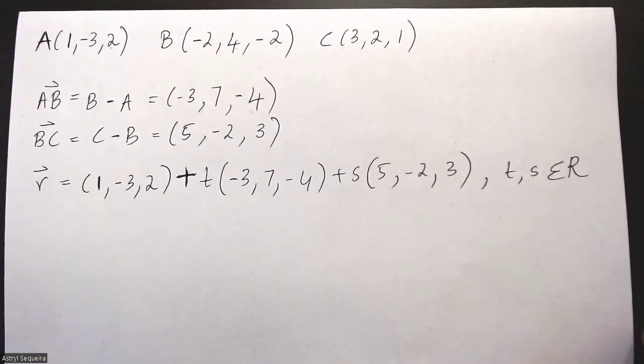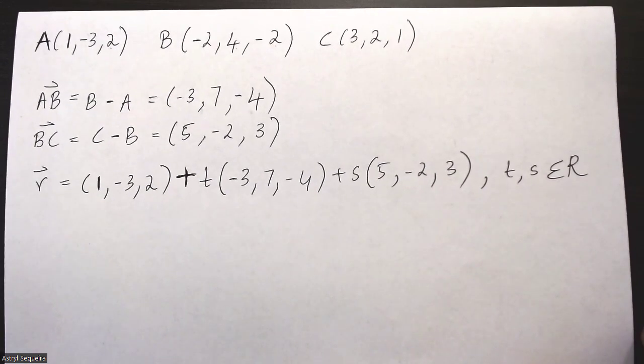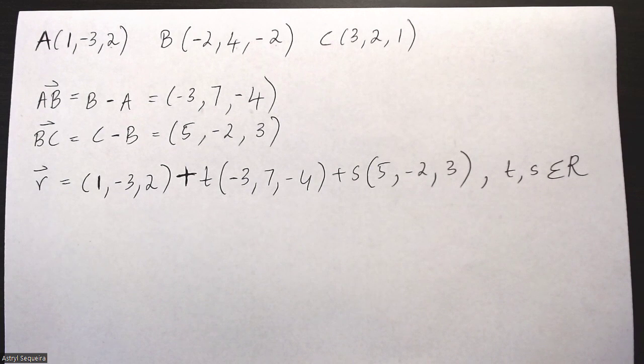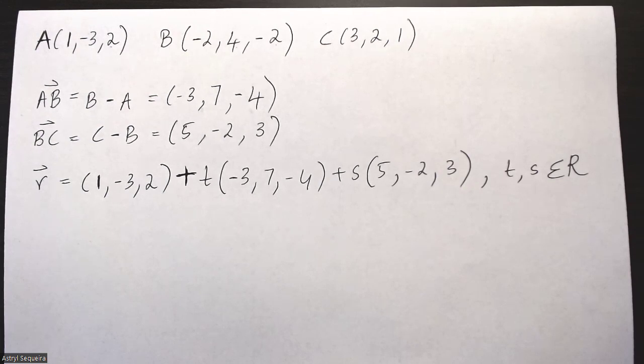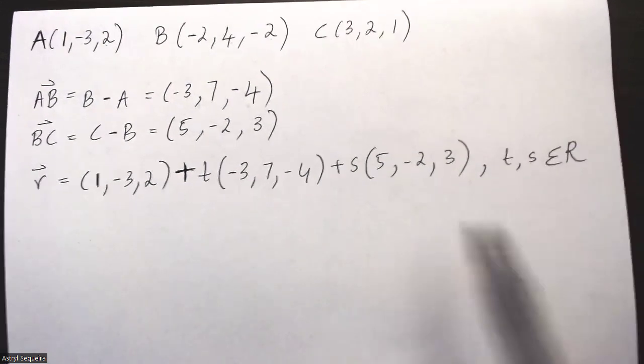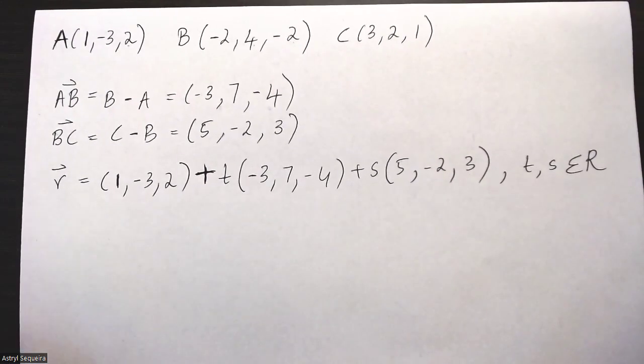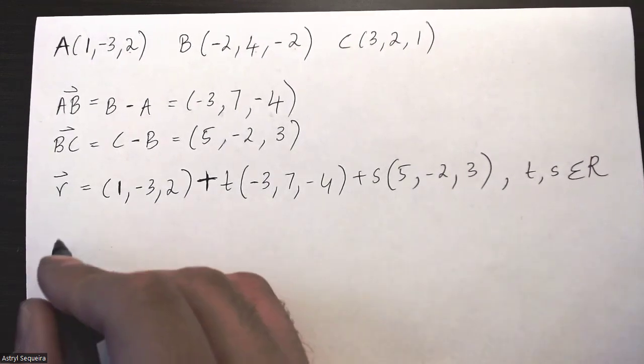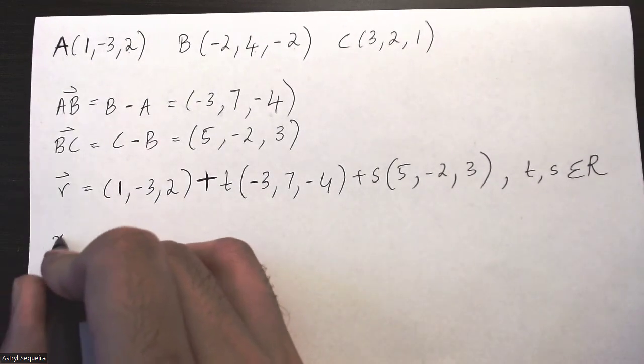Now that we found the vector equations, let's go to the next part of the question, which is finding the parametric equations for these. So in order to find the parametric equations, we just break down the x, y, and z components from the vector equations. It's pretty much that simple. So let's start with the x component.